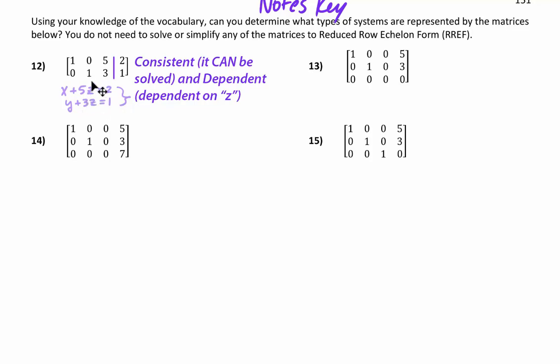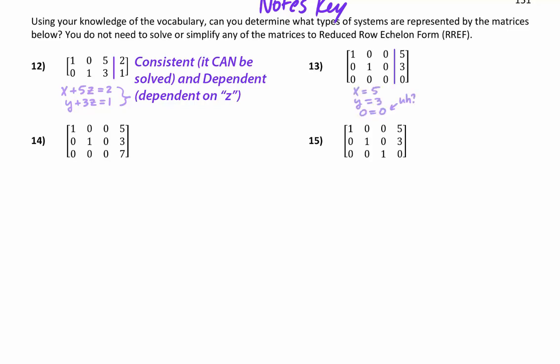It's dependent on what value you choose for z. So that is one style of what an infinite solution system would look like. Choosing 2 or 10 or -1 for our z's gives us 3 different answers that totally work.